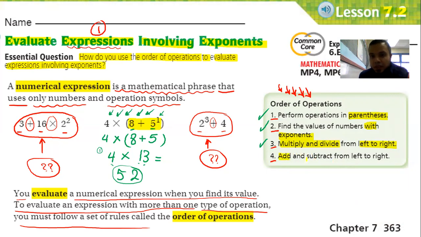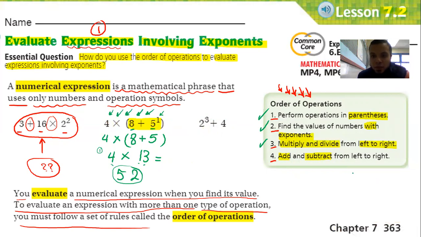We don't have addition and subtraction operations in this expression. 4 multiply 8 plus 5 power 1, right? So let us focus on this question. It's easier than the first one.